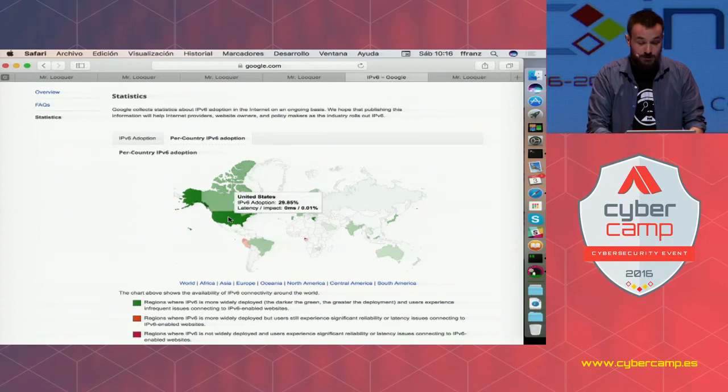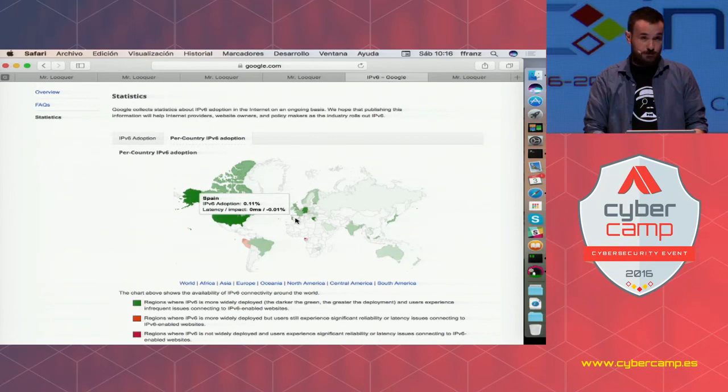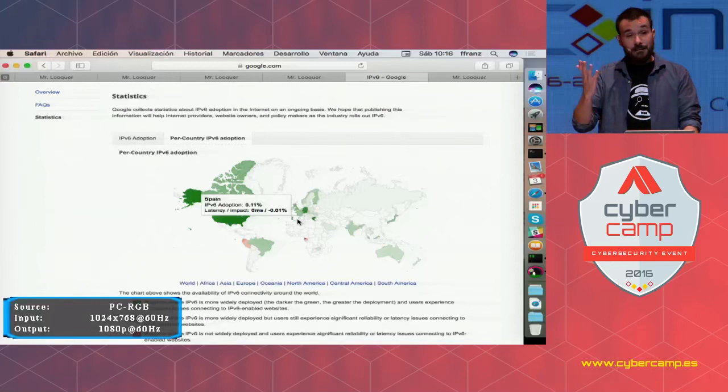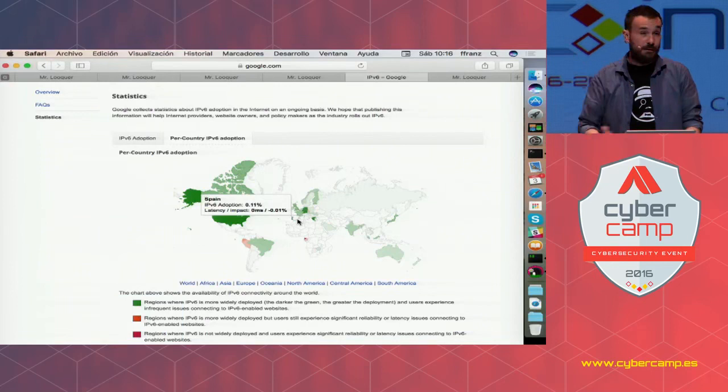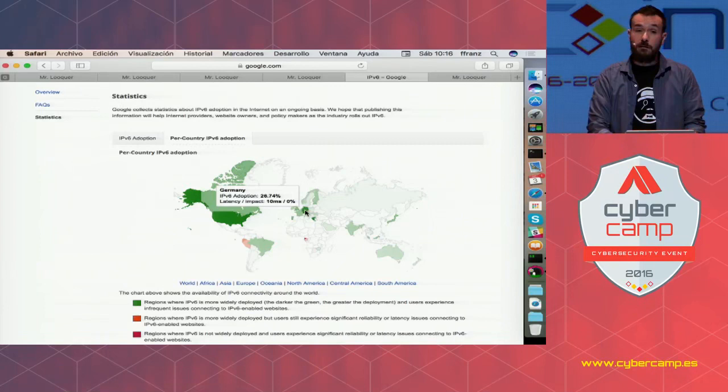There is an adoption rate in the US of 16%. In Spain, we are at 0.1%. To be honest, I just don't believe that. I believe that those data are made based on the TLD of the website that we are using, but probably the hosting that we are using is one located in Germany.